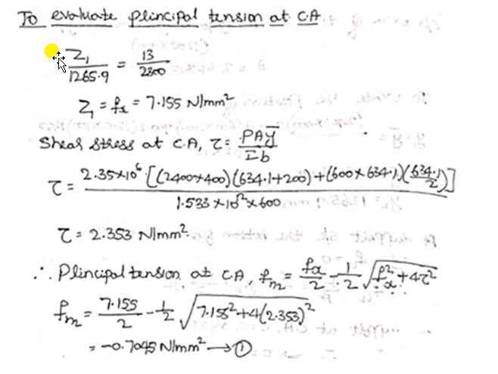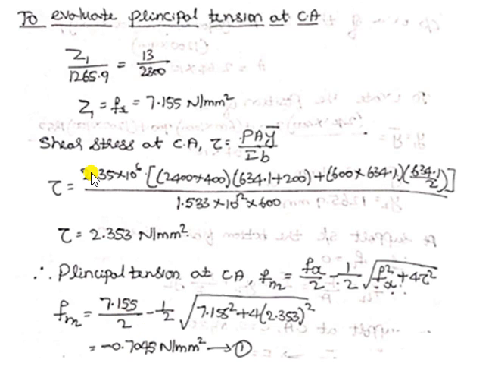So next step, to evaluate the principal tension at the centroidal axis. We know the formula to calculate principal stress is equal to (Fx plus Fy) divided by 2 plus or minus 1 by 2 square root of (Fx minus Fy) whole square plus 4 tau v square. Here Fx is nothing but the stress in the horizontal plane, and Fy is the stress or pre-stress in the vertical plane.